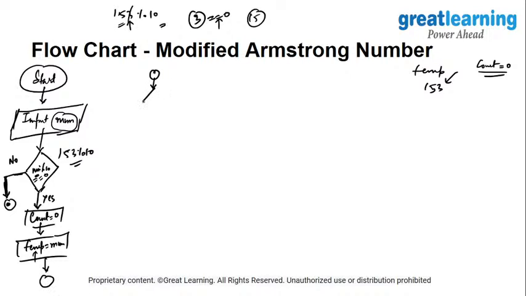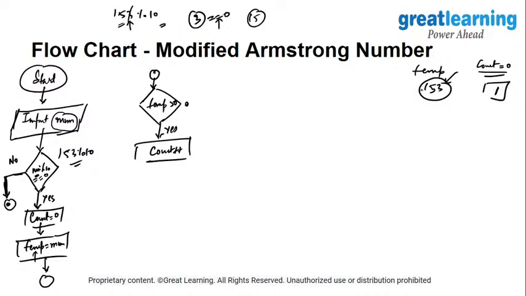Now we will check, is this temp greater than 0? Our temp is 153. Is this greater than 0? Yes, it is. So we'll go in the yes section, right, guys? Are you following along? Now what we will do is increment our count. We'll do a plus. So now our count will be 1, and our temp is 153.